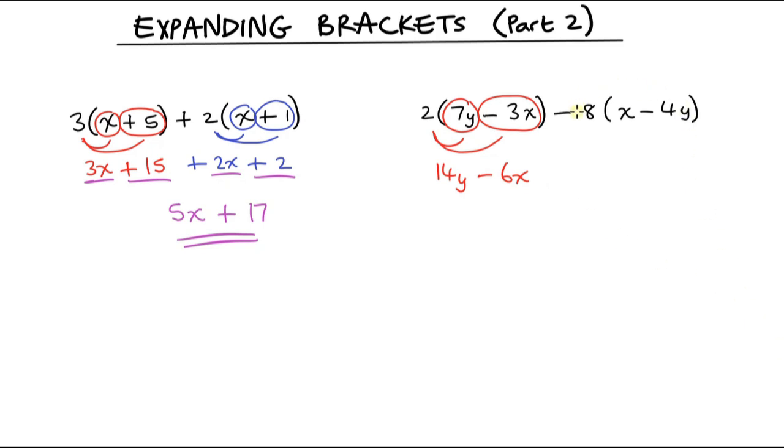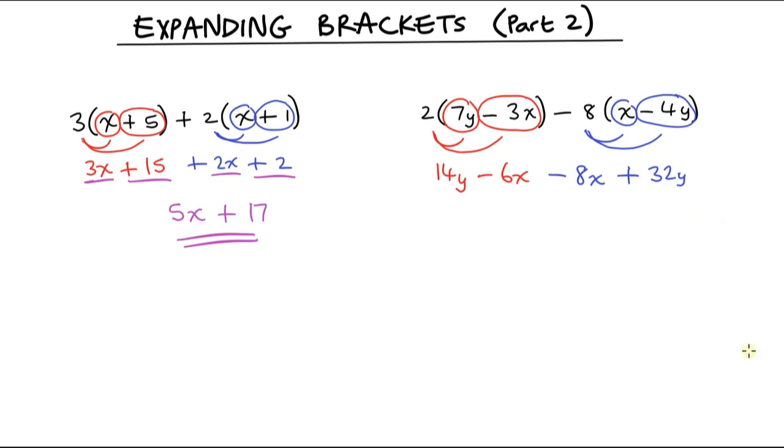Now let's look at our second set of brackets. So we're going to take the negative 8 and multiply that by the x. So negative 8 times x is negative 8x. And now this part is where a lot of people go wrong. So we're going to take the negative 8 and multiply by negative 4y. So when we multiply two negative numbers together, we get a positive answer. And 8 times 4y is 32y. So a lot of people will put negative 32y, but it's actually positive 32y.